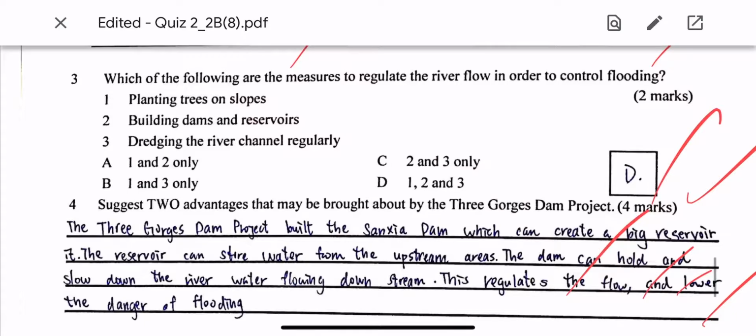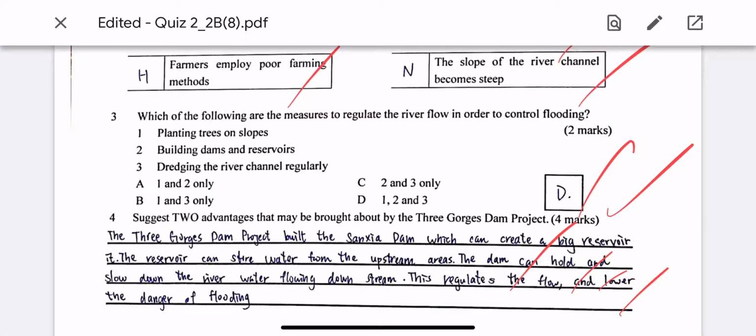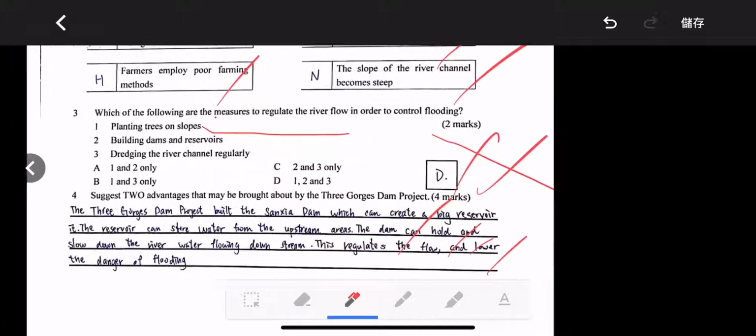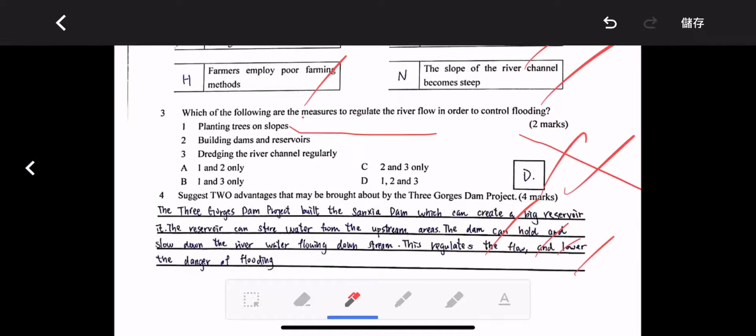For here, I marked a wrong one. This one is wrong. Sorry about that, I need to amend something. I need to deduct your mark. I'm so sorry. Why? Because this one is actually wrong. It involves regulating the river flow, and the planting of trees is not correct, because it's not really about the river flow. So the answer should be C instead of D. Sorry about this, I overlooked it.